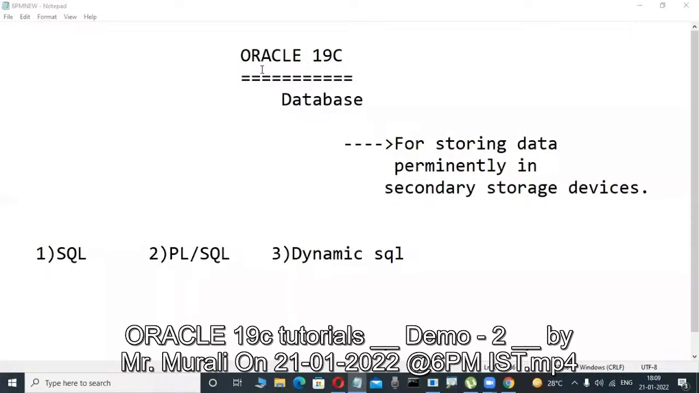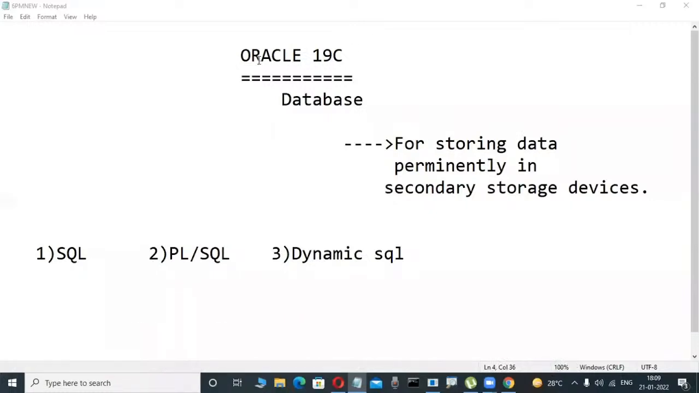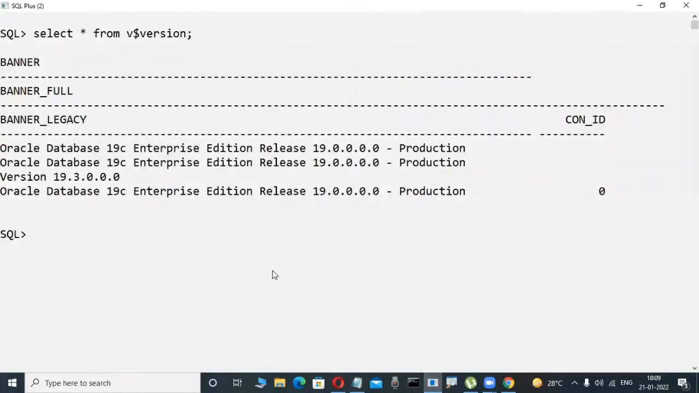These are demo classes, not actual sessions, just for an idea, some concepts. Maybe 1 or 2 days, or 2 or 3 days. That's enough. If anybody did not attend yesterday's class, it's not a problem. Just observe what I am telling, a small concept.